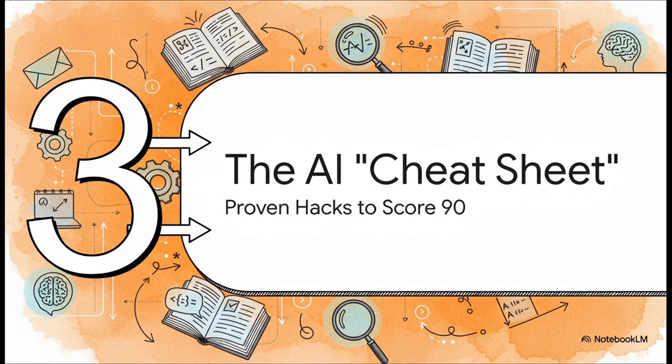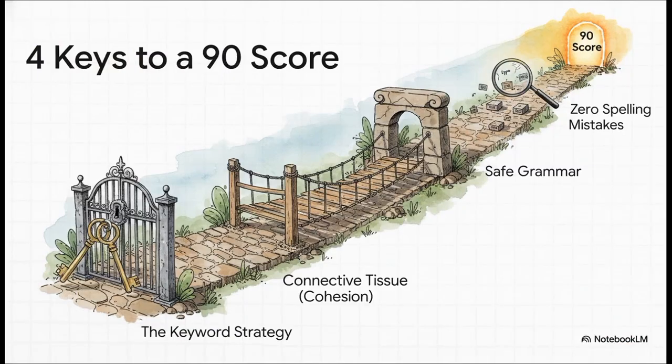Okay, structure is down, tone is down. Now we get to the really fun part, the AI cheat sheet. These are the specific little hacks and tricks that the algorithm is actively looking for. This is where we stop guessing and start giving the machine exactly what it wants to see. We're going to zoom in on 4 keys to getting that 90.